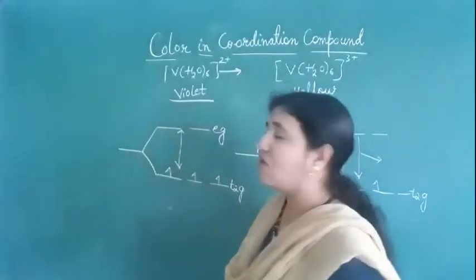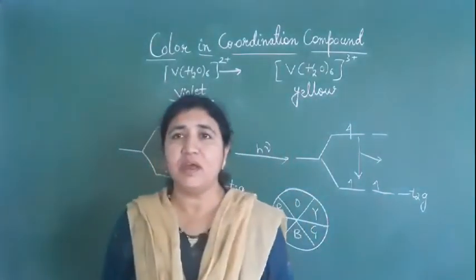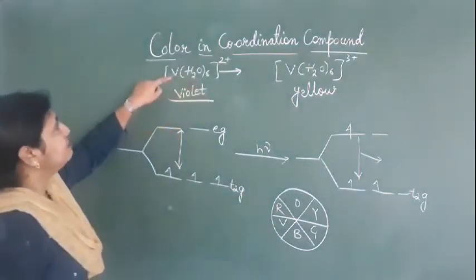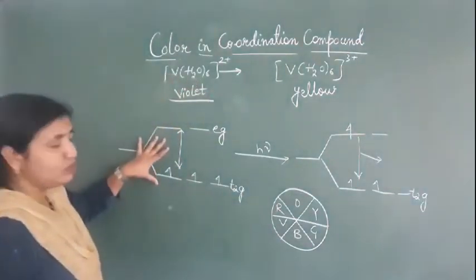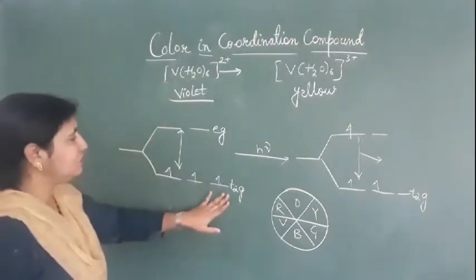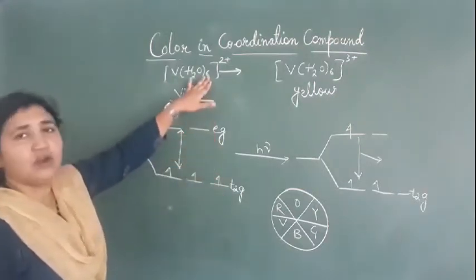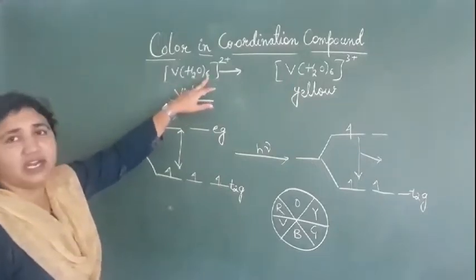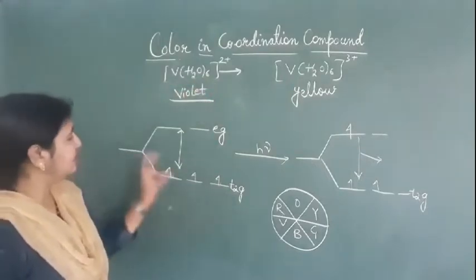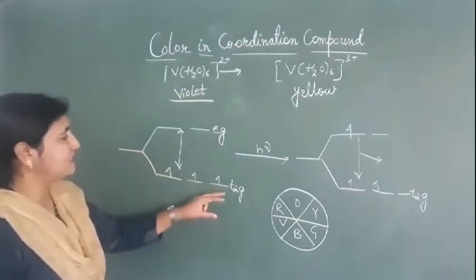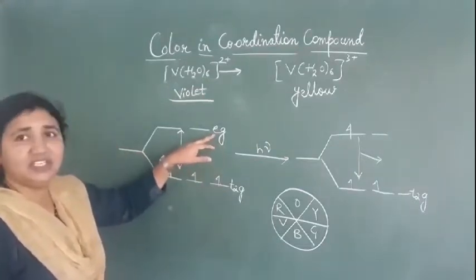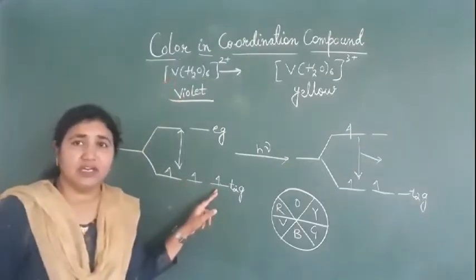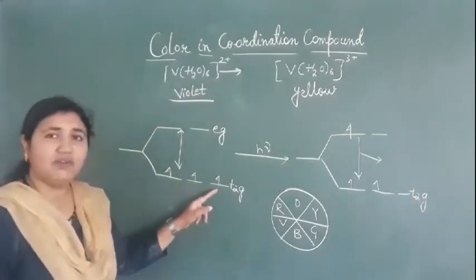As we know, coordination compounds consist of metals and ligands. In the presence of ligands, the metal's d orbital splits into two sets, that is the t2g set and the eg set. This is for an octahedral complex, for example vanadium H2O6, which is an octahedral complex. So the d orbital splits into the t2g set and the eg set, and this metal atom has unpaired electrons. We have 3 unpaired electrons here.